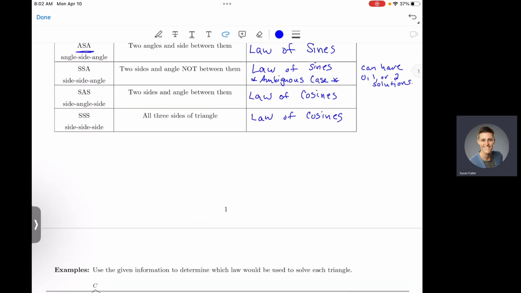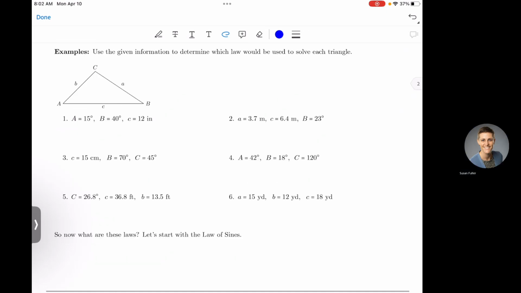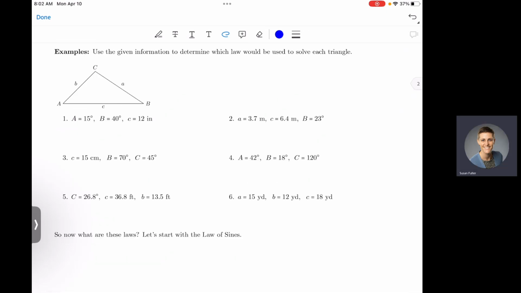Okay, so let's figure out in each one of these situations which situation that we're in, which scenario, and whether we're going to use the law of sines or the law of cosines to solve that triangle.